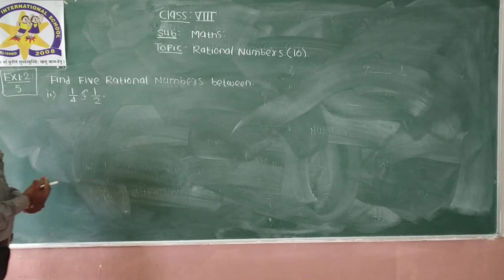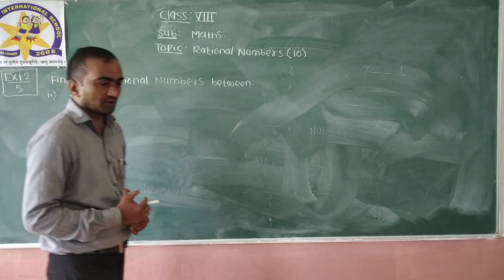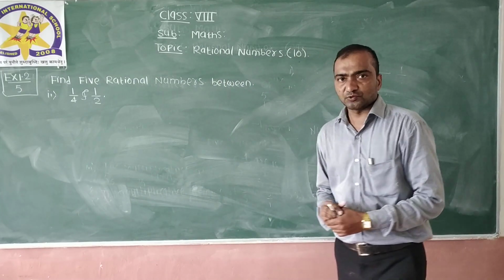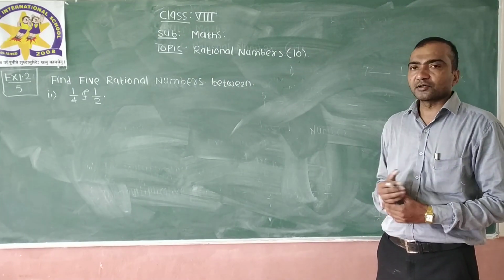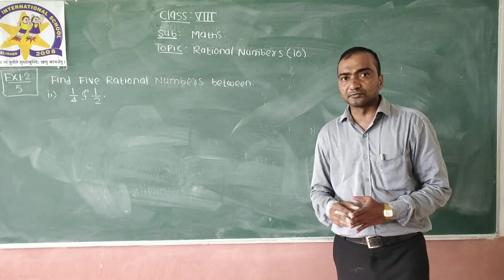Now our fifth question is going on. Find 5 rational numbers between 1 by 4 and 1 by 2. Okay, we have completed the first question. Now the second question is we have to find the 5 rational numbers between 1 by 4 and 1 by 2.